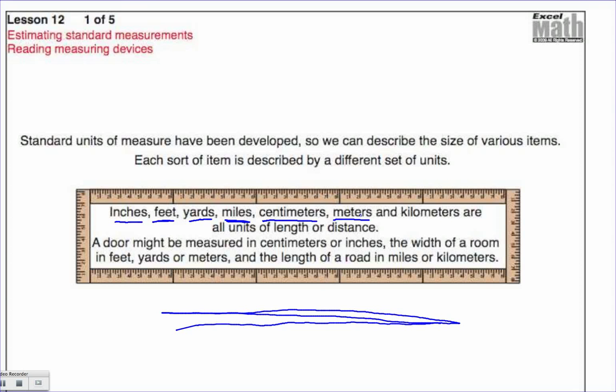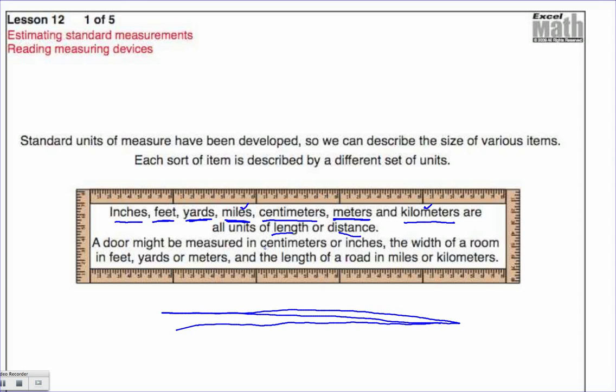A yard is about a step long for most of you, and a meter is like taking a little bit bigger step because it's about 39 inches or so. A kilometer is equal to about 6/10 of a mile, so it's a little bit over a half of a mile. And these are all units of length or distance, how far something is.